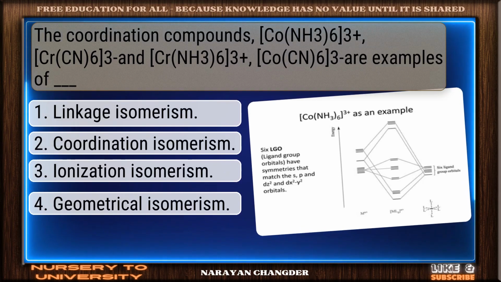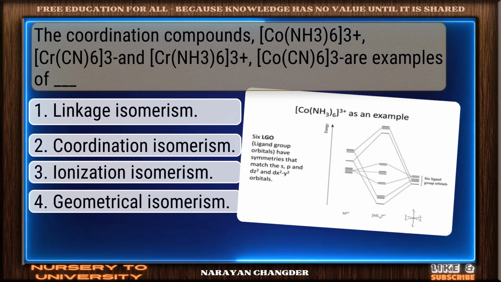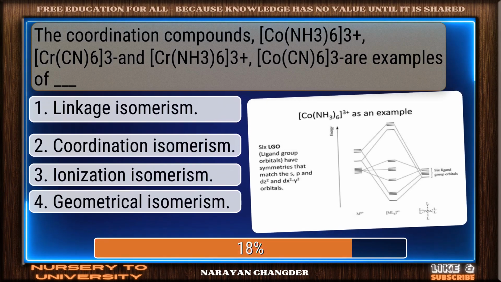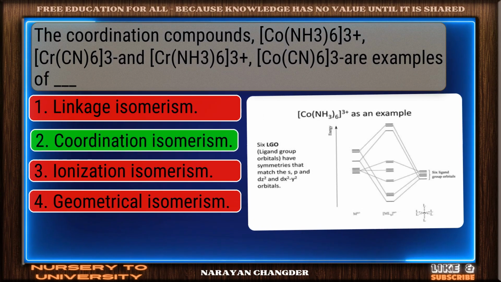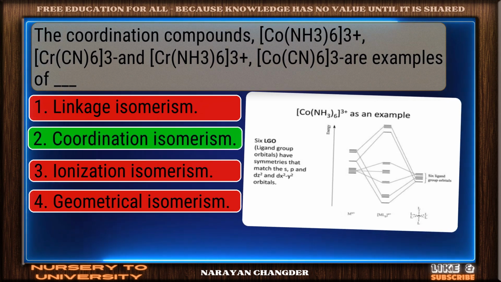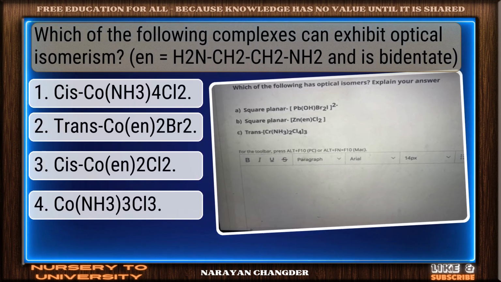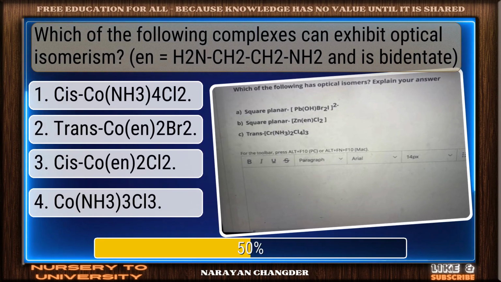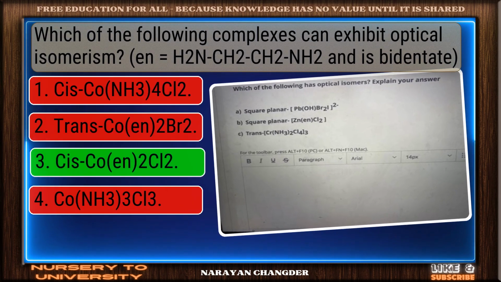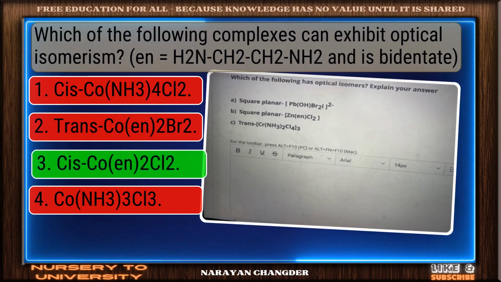The coordination compounds are examples of dash. Nice selection. Coordination isomerism is the correct and valid answer. Which of the following complexes can exhibit optical isomerism? Nicely done. Cis is a solid answer.